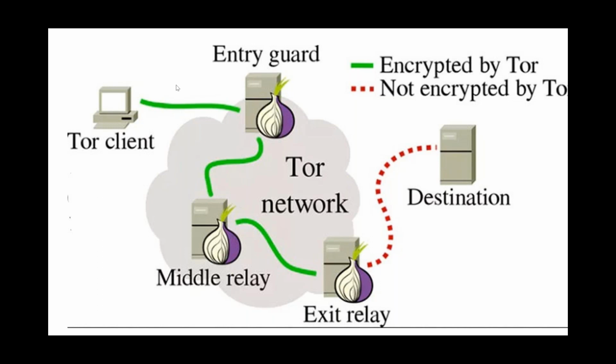Reverse is also the same way. So this is how the onion router works, or it's called proxy chaining. That's why it's called a chain. Link to this, link to this, link to this, and link to this. So that is what is called Tor.